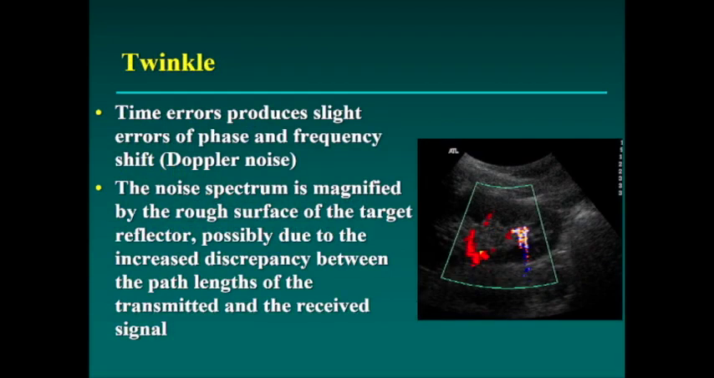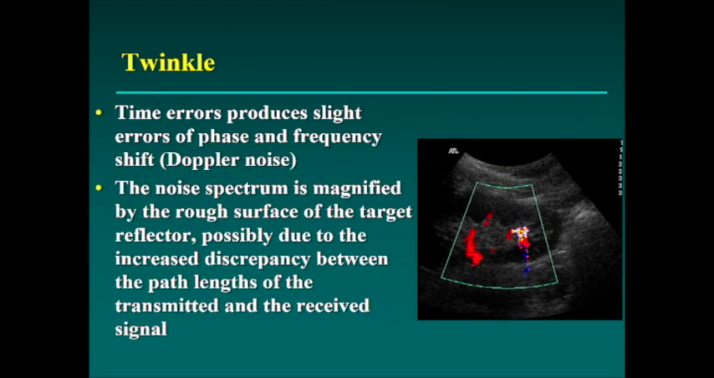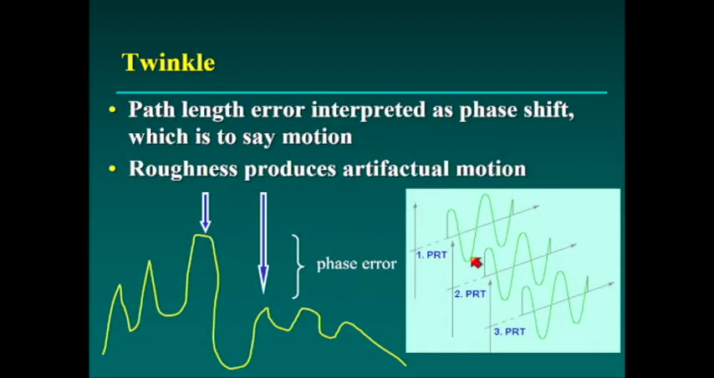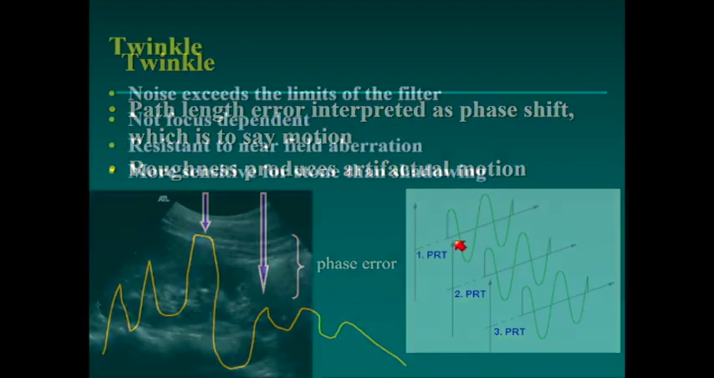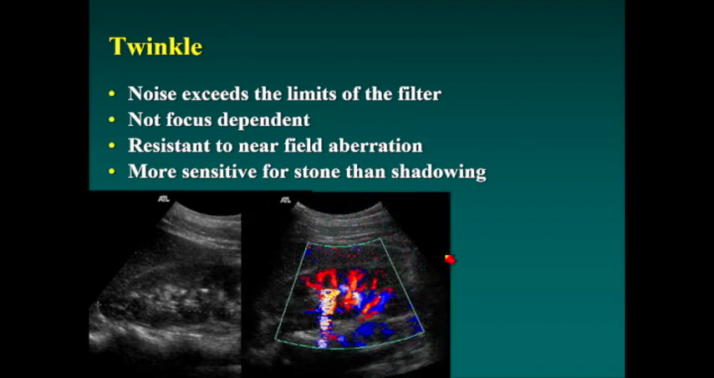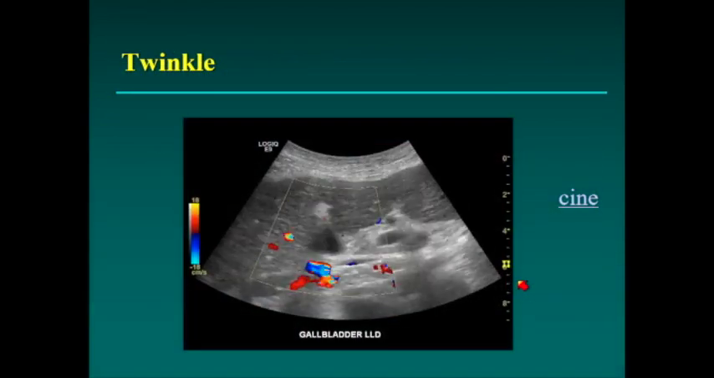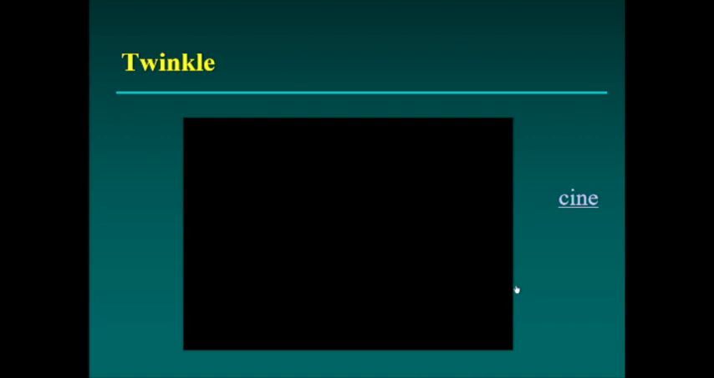Twinkle is, we all know about that. Twinkle is quite a popular artifact. It's seen around areas with highly reflective and roughened surface. It's caused by a phase shift between a high part of that roughened surface and a low part. And so all phase shifts are not motion, but it's sufficient that we will see that twinkle artifact indicating the site of a roughened surface, so it's useful in identifying stones in the kidney as well as stones elsewhere, like here in the gallbladder.